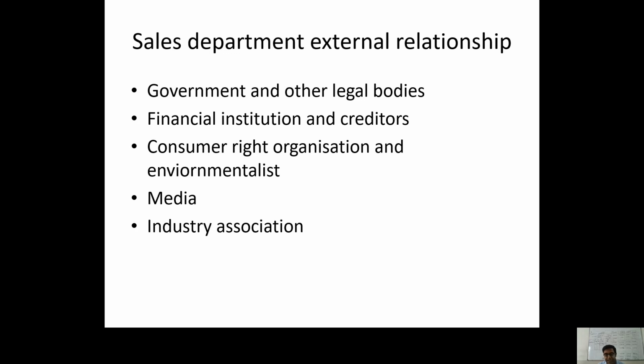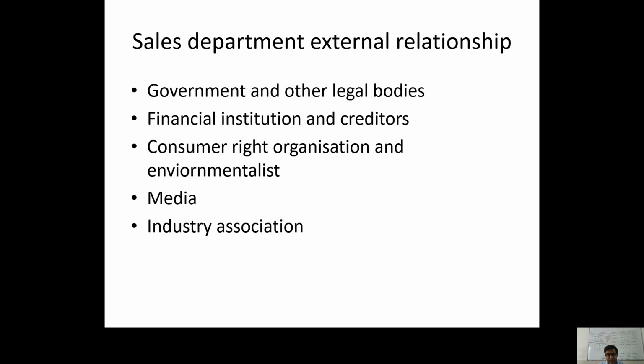Second is financial institutions and creditors. Without money, no operation can be done. No organization can move and no business can perform. The funds which run your organization come from financial institutions and various creditors. There are multiple creditors and institutions providing assistance to your organization, for example, banks, private lenders, and third-party investors.